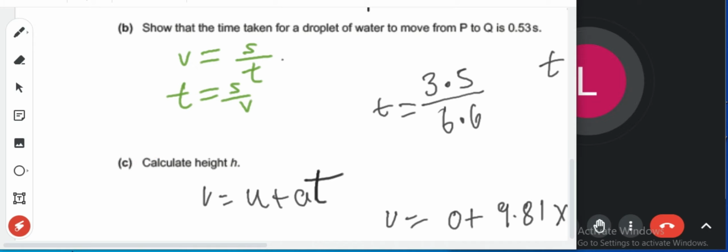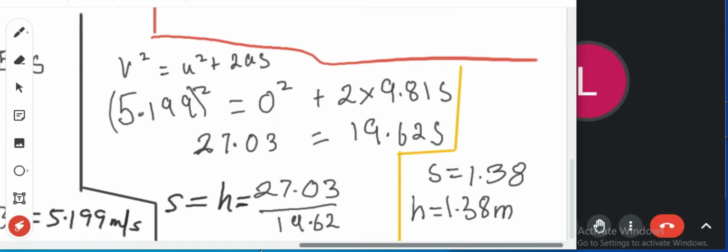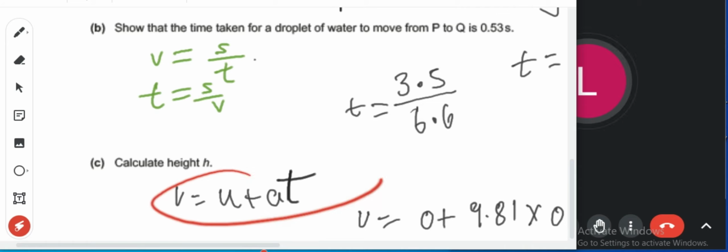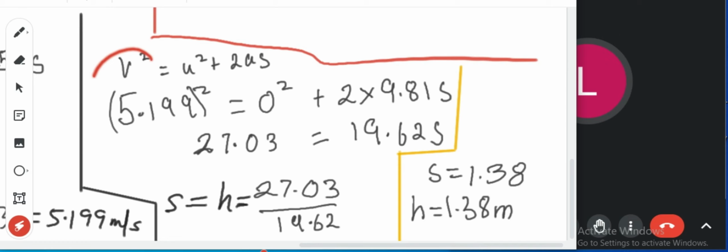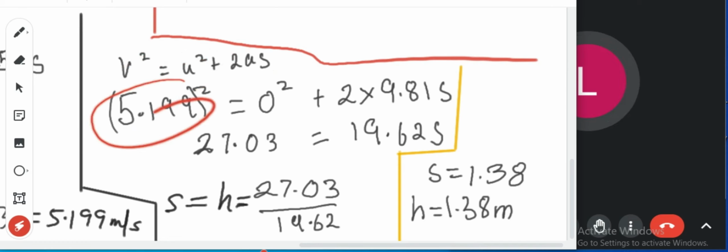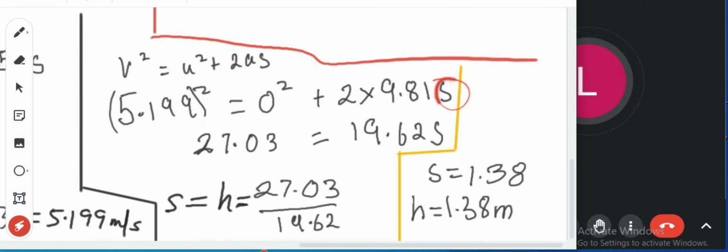This question requires a number of steps, but it's good that you knew that you needed to find v first. That's a very intelligent one. So v squared is equal to u squared plus 2as: 5.199 squared equal to 0 squared for u, plus 2 times 9.81 times s for the height we're looking for. And then you were able to simplify. You got s, which is the height, to be 1.38. So the height is 1.38 meters. That's beautiful.